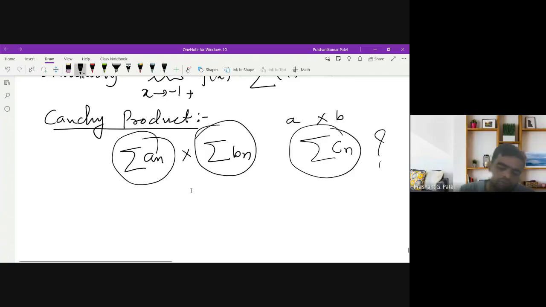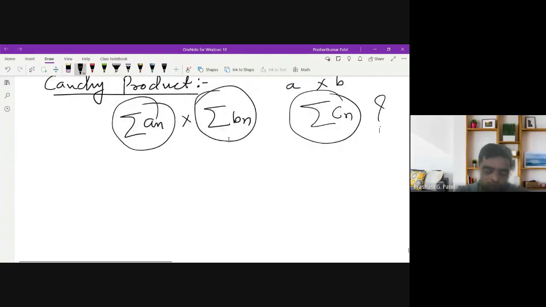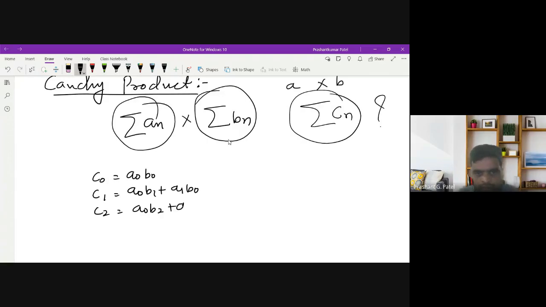So to define a Cauchy product, we take summation of an and summation of bn as the two series. Then the Cauchy product, Cn, is defined as C0 equal to A0 B0, C1 equal to A0 B1 plus A1 B0, C2 equal to A0 B2 plus A1 B1 plus A2 B0.